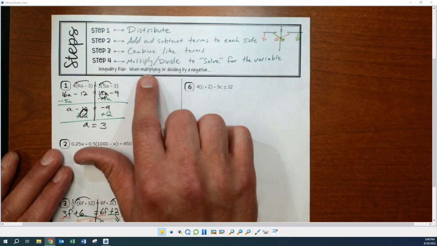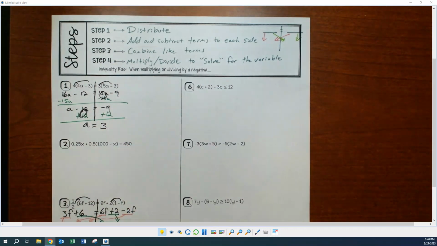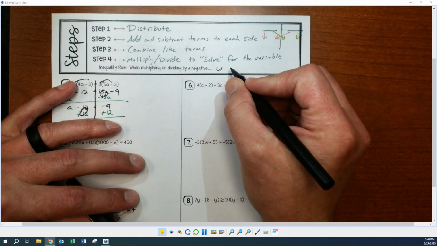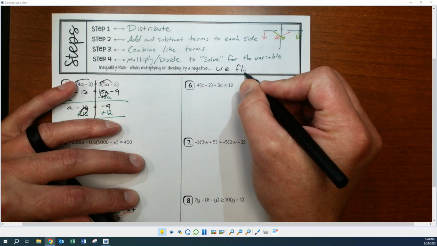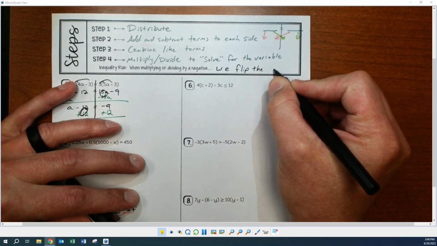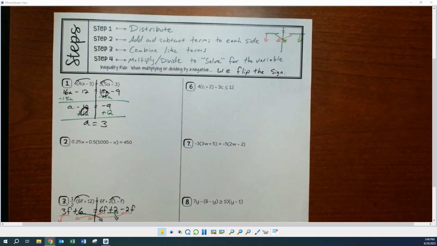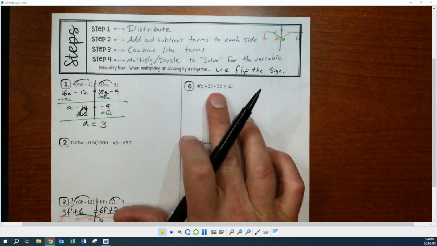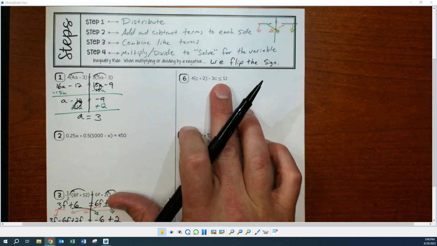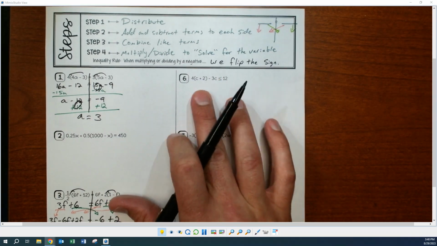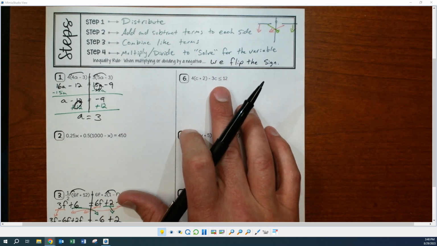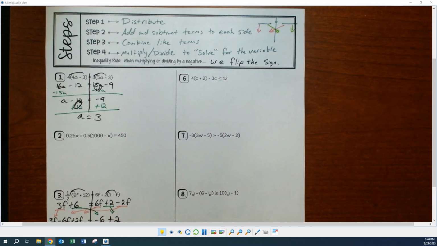There is an inequality rule that when we multiply or divide by a negative, we flip the sign. Whenever we multiply or divide by a negative value, we have to flip this sign. And I'm going to give you an easy way to check to make sure that our sign is correct. So let's look at problem number 6 real quick.